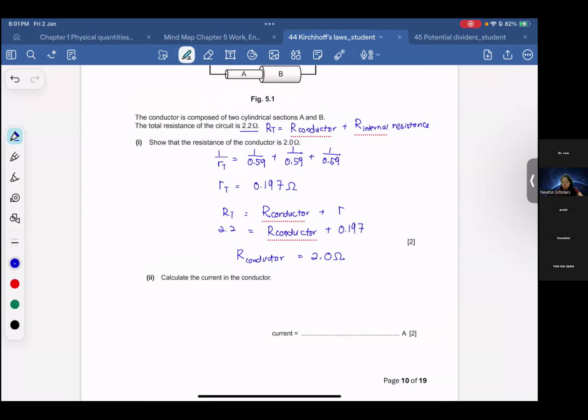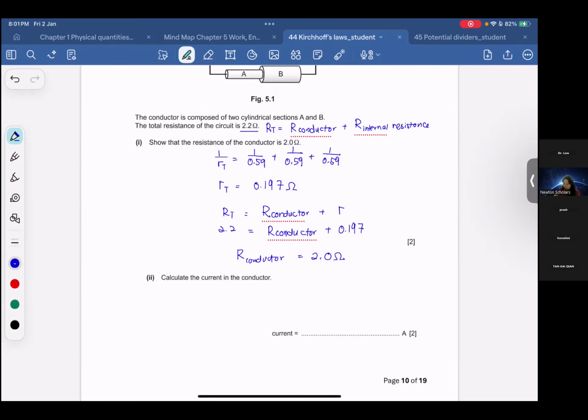Machine correct. What is the current in the conductor? Okay, let me check. Wesley, no. Sean, you can message me your answer. Message to the Newton account.